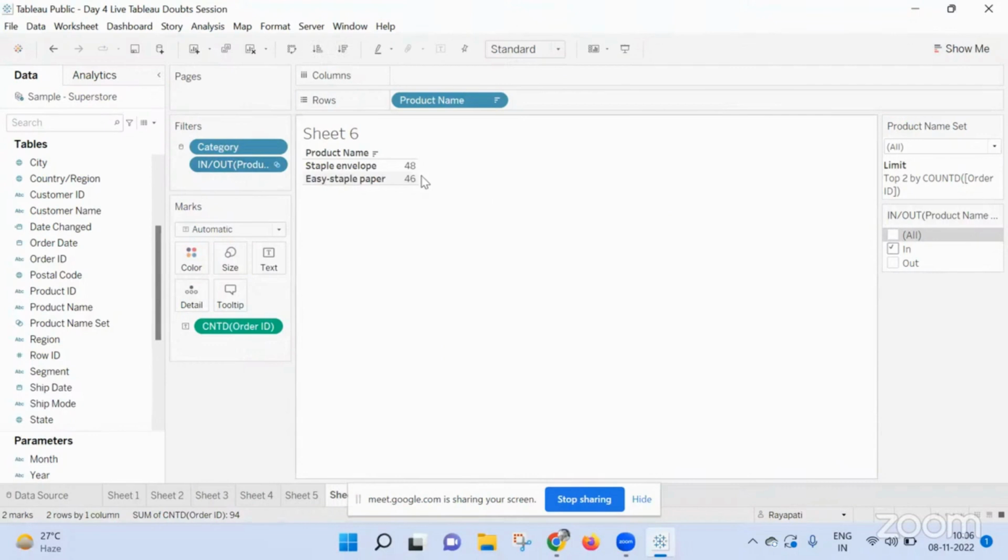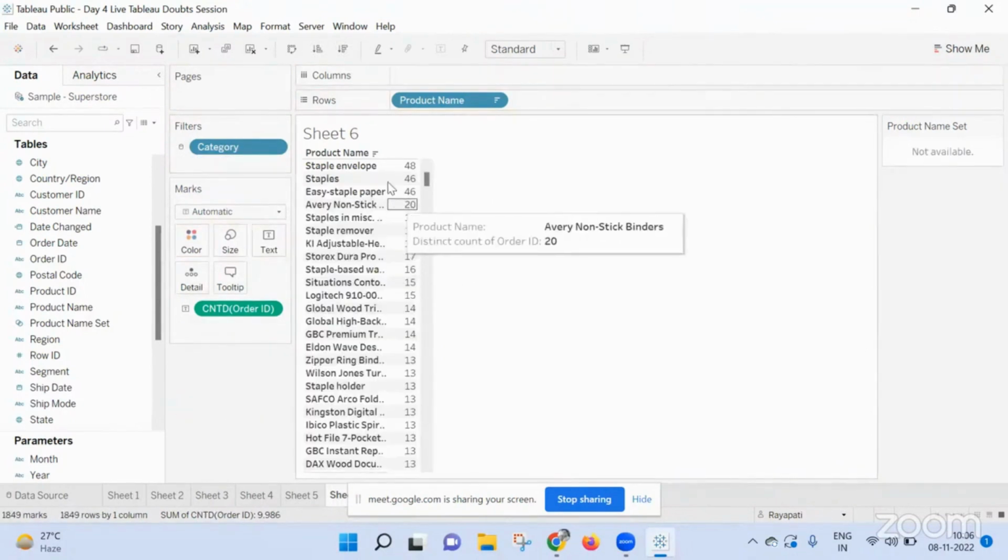Okay, got it? So these two are bought much more frequently as compared to others. Yes. Now here both are the same, so it is showing one of them. Alphabetically, easy is coming first, so it is showing one of them. But yeah, that is how it is.